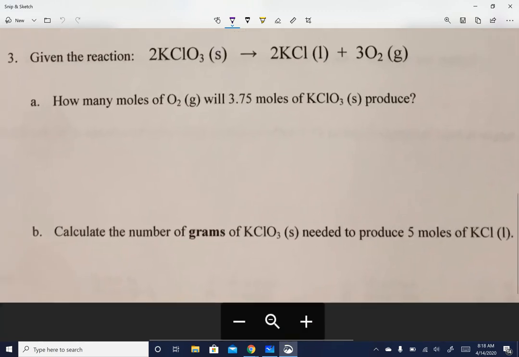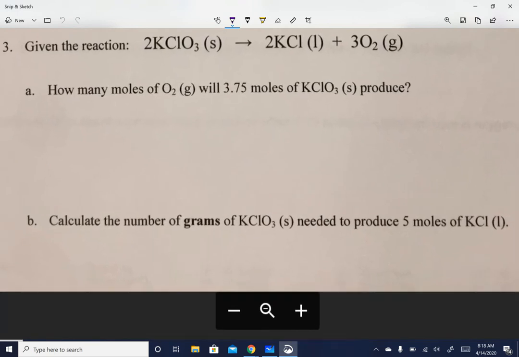So KClO3, KCl. It's 2 to 2. This one's actually easier than it looks. If my mole ratio is 2 to 2, whatever I change the KCl to, or whatever I change the KClO3 to, the other one will change exactly the same way. In other words, we could set up a proportion, but it's kind of silly. When they're the same number, you don't need to do the math.